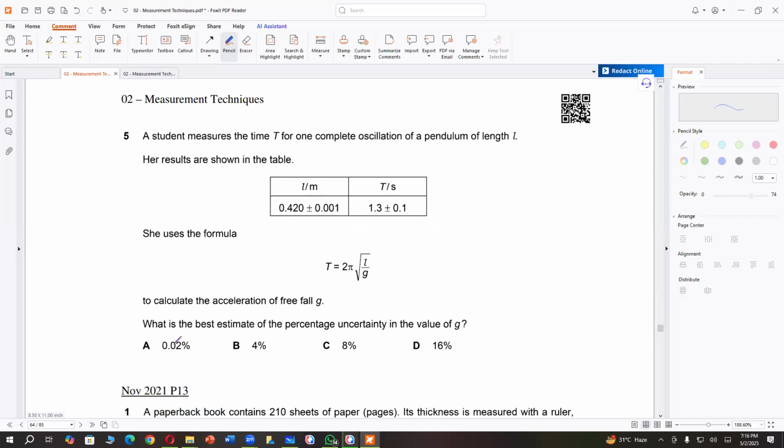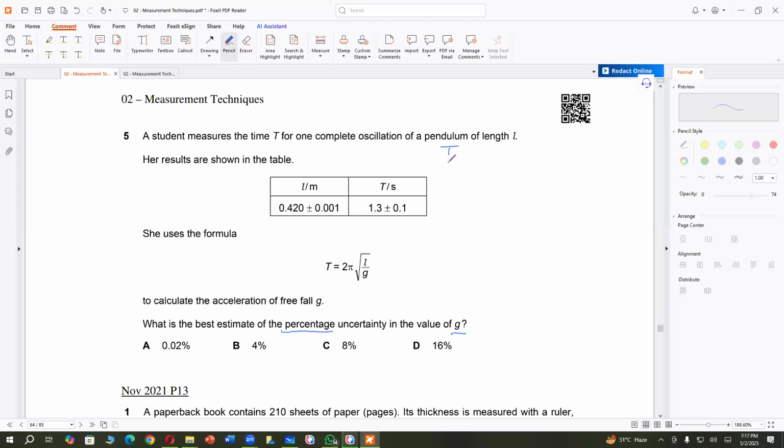Now let us try first this question before moving to paper 2. A student measures the time for one complete oscillation of a pendulum of length L. Her results are shown in the table. She uses the formula to calculate the acceleration of free fall. Find the best estimate for the percentage uncertainty in the value of G.